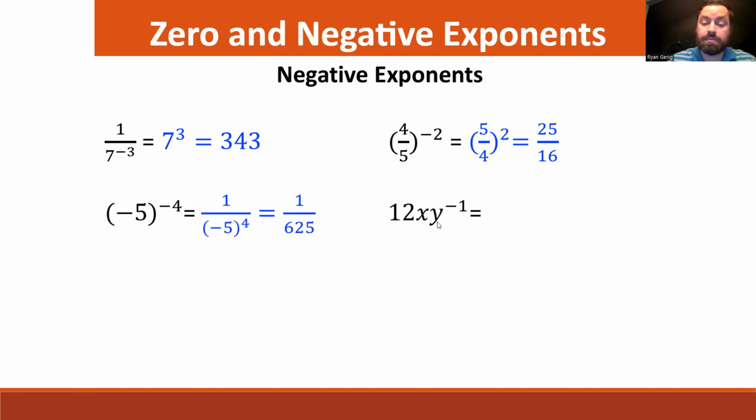On the last one, the only thing that's not happy is the y. Its exponent is negative, so it wants to go to the bottom. The 12 and the x are fine on top. The y goes to the bottom and becomes y to the first. We don't need to write the 1 because of the invisible 1 idea. If you want to put it there, it's okay, but 12x over y.